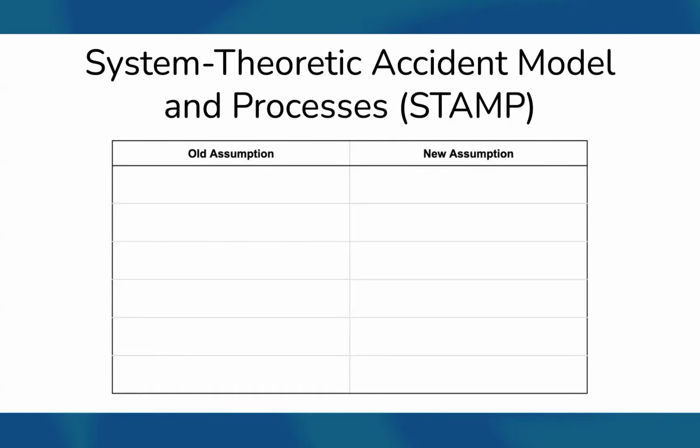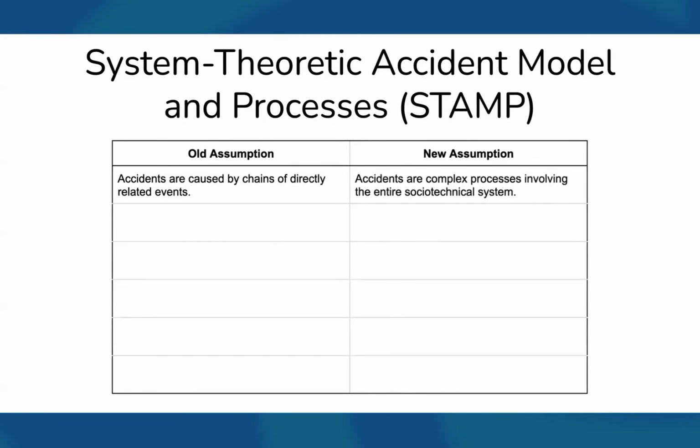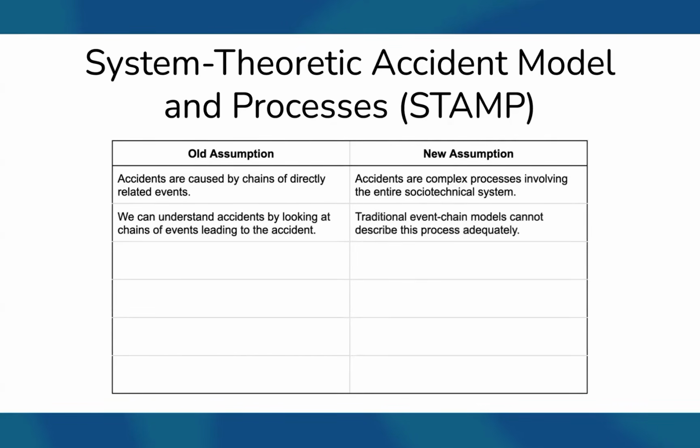In component failure accident models, those sorts of models will often say that accidents are caused by a chain of directly related events. Meanwhile, with STAMP, it's saying that it's more productive to think of accidents as complex processes involving the entire socio-technical system. So much more holistic. An assumption of some of the non-systems based models is that we can understand accidents by looking at the chain of events leading to the accidents. Meanwhile, STAMP is saying that this can miss many important hazards, and while it can catch some, it won't catch many of the things that we care about.